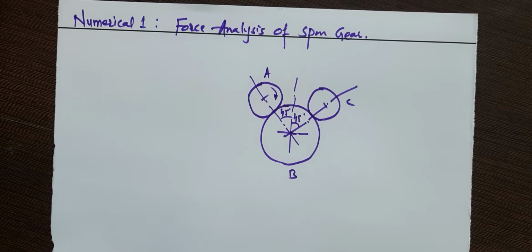Hello everyone. So in this video we'll see a numerical on force analysis of spur gear. Okay, so I will read a question and write down here the given data. The pitch circle of spur gears is shown in figure. A gear A receives 3.5 kilowatt power at 700 rpm.